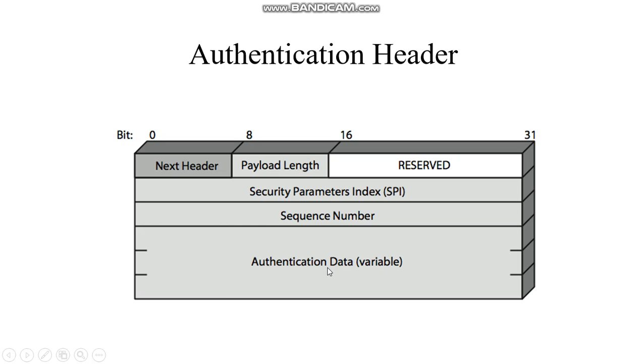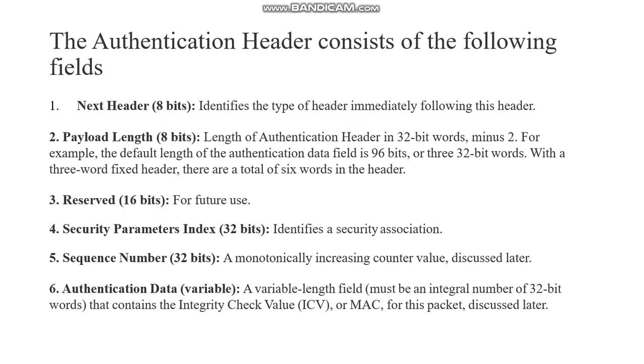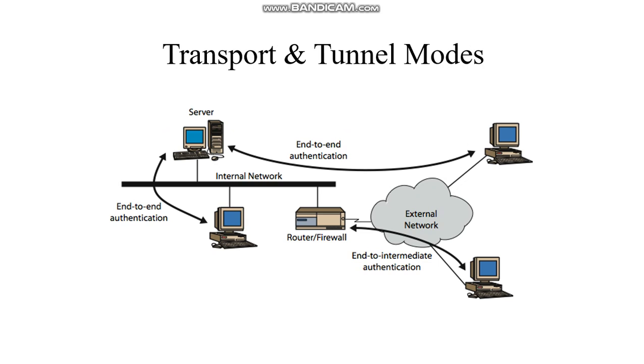And the next one, authentication data, includes the integrity check value. It produces a code, that is message authentication code, by the MAC algorithms. This figure shows two ways in which IP security authentication service can be used. One is end-to-end authentication, and another one is end-to-intermediate authentication.